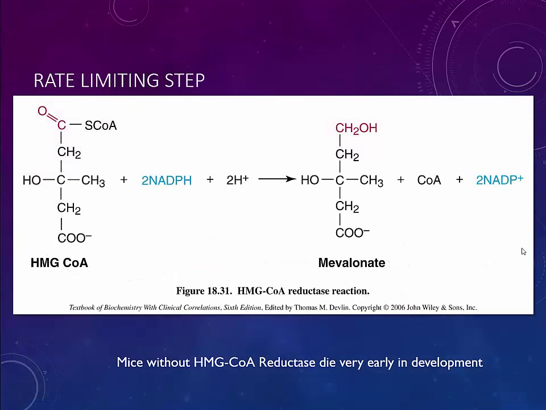Now our next step, this is the actual rate limiting step of the process. We have HMG-CoA. We're going to use 2 NADPH, so this is obviously a reduction. From this we get mevalonate, free CoA, and NADP. This is HMG-CoA reductase. This is the rate limiting step. So we're not to the building block yet. We're at mevalonate, where we've converted HMG-CoA to mevalonate.